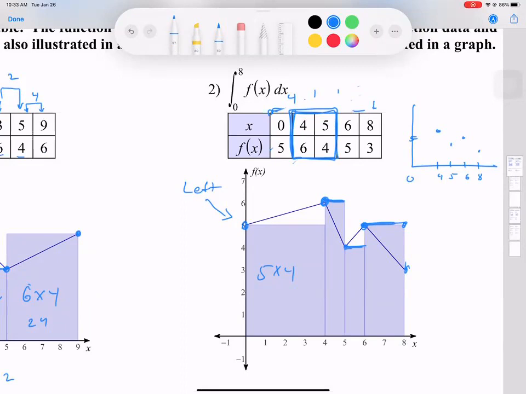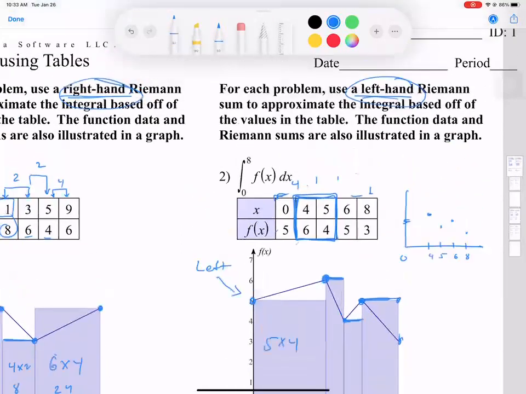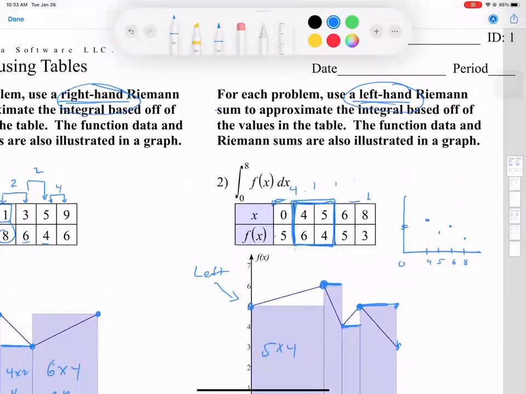Is the chart always going to be rectangles? They will tell you what to use. In this case, they want us to use a left-hand Riemann sum approximation, and that will be rectangles. Riemann sums will always be rectangles for us. There is a way to do it with other shapes. They will tell you what shape. If they say trapezoid, use trapezoids then.